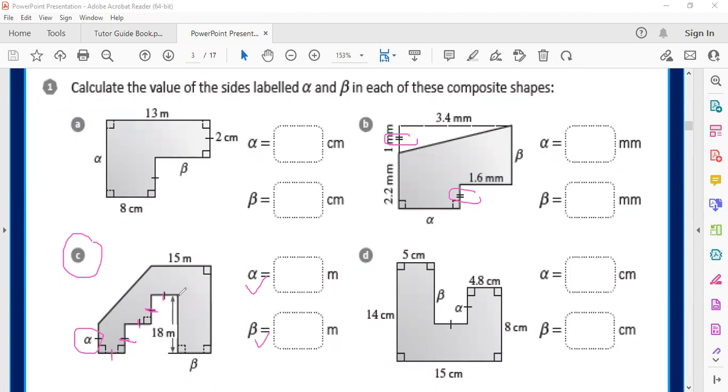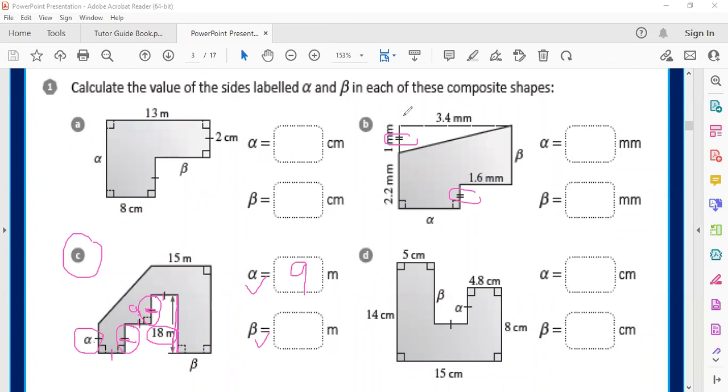Where did we get this? Look at this. Can you see this is 18? And this 18 is made up of this one part here and this other one part here. So these two parts, these two sides make up 18. So one side will be equivalent to 9. So alpha is equivalent to 9. Do you see that? Can you see it?